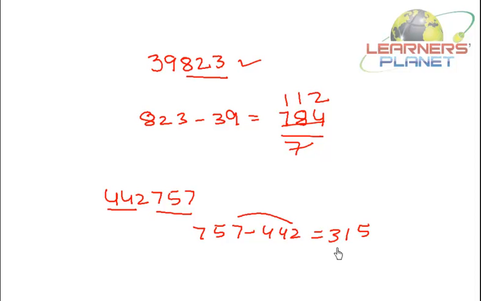Now let's check it by 7. 7 4s are 28. 3 35. 7 5s are 35. So we are getting remainder 0. That means 315 is divisible by 7. Hence this complete number is divisible by 7. So it's so simple, friends. Without actual division, you just concluded that the given number 442757 is divisible by 7. Okay friends, let's move to another divisibility test.